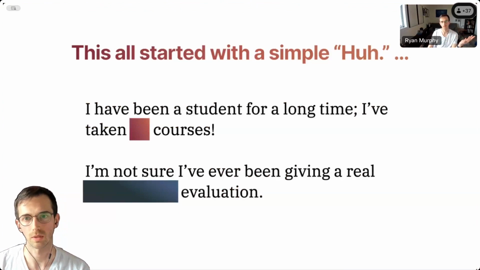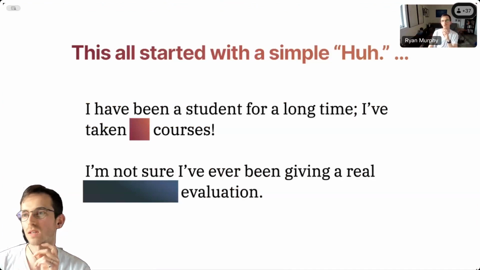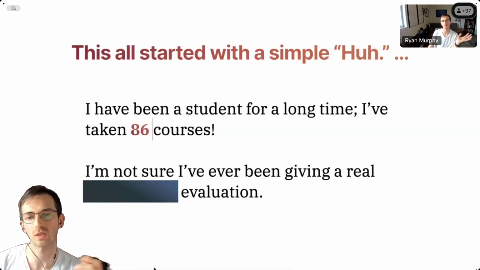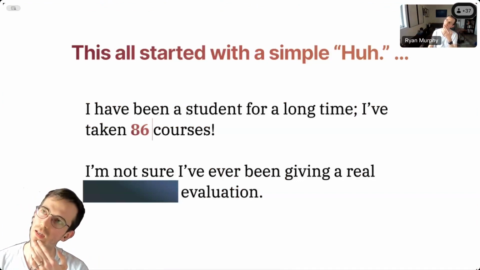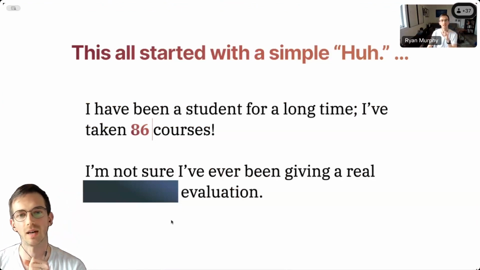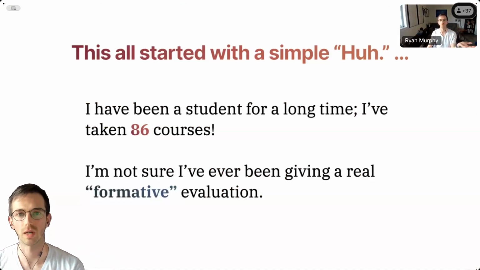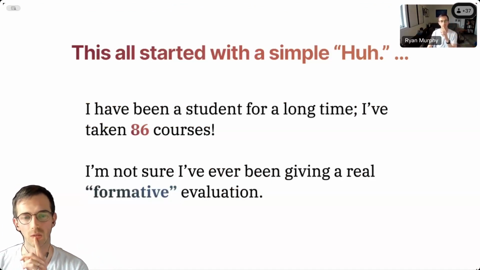So this all started with a simple observation. I've been a student for a long, long time. I'm still a PhD candidate, and I started my undergrad in 2007. So I've taken a total of 86 courses so far. I don't recall if that includes the ones that I've had to take a couple of times, so it might be more than that. But when I started teaching, I realized that I'm not sure if I've ever really been given a real formative evaluation. And so I looked into this a little bit in preparation for this presentation.